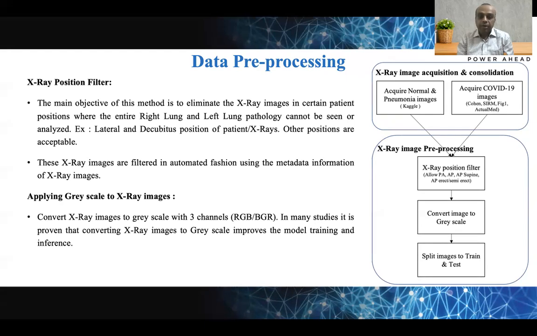The model cannot infer much, and hence we are eliminating these images even before training. Subsequently, we are applying grayscale to these X-ray images. Many experiments and studies have shown that when we apply grayscale on the X-ray images, the accuracy of the model drastically improves. So we have applied these two pre-processing steps before splitting the images into test and train sets.